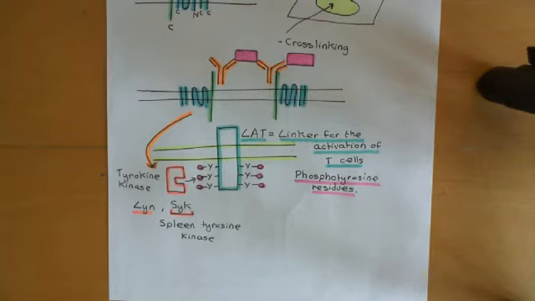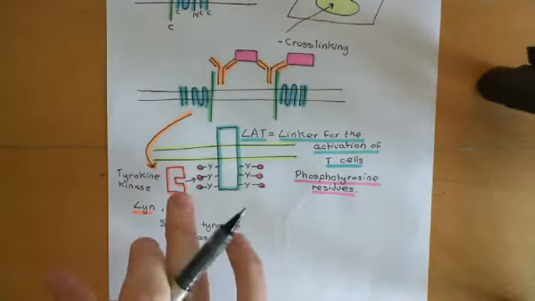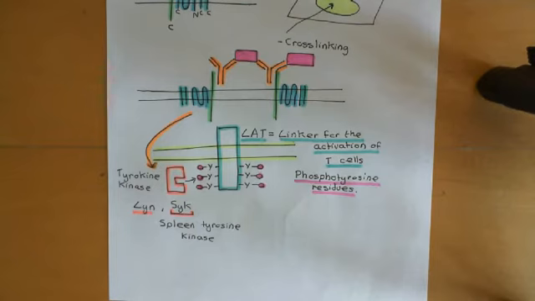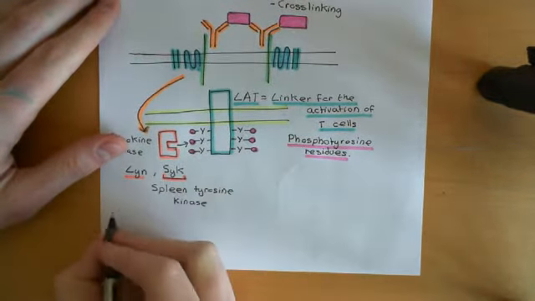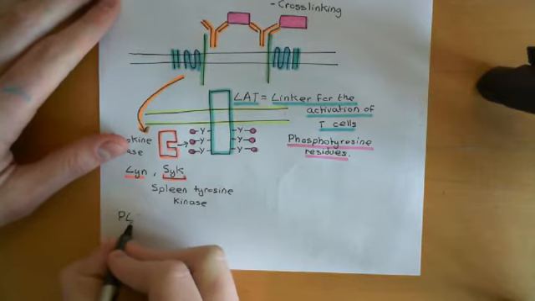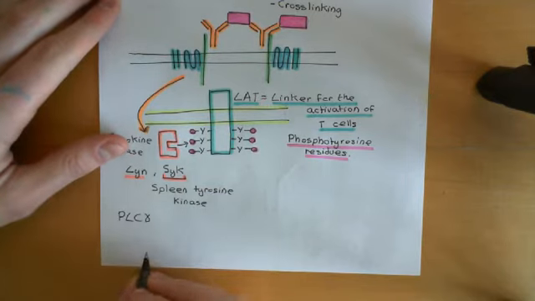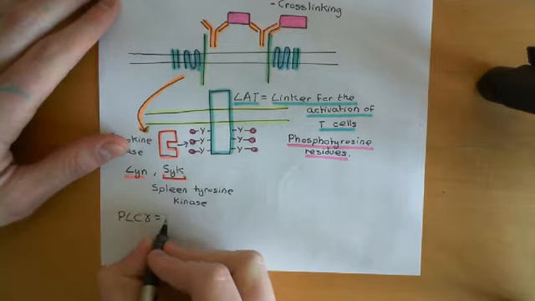Basically, this involves a protein within the family of phospholipase C gamma enzymes being recruited to the plasma membrane by these phosphotyrosine residues, then being activated and then breaking down PIP2 in the membrane to diacylglycerol and IP3. So the first thing I need to talk about is the phospholipase C gamma enzymes, the PLC gamma enzymes.